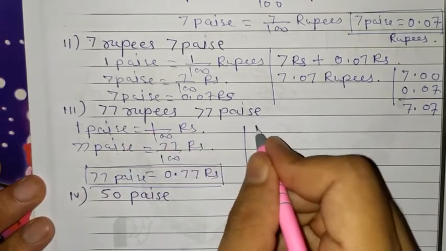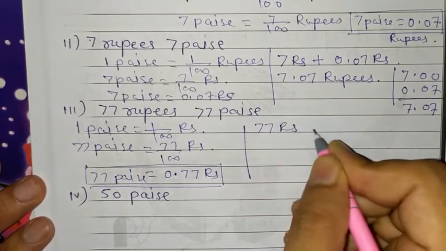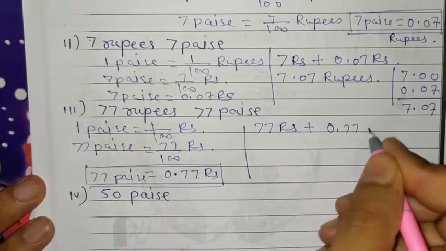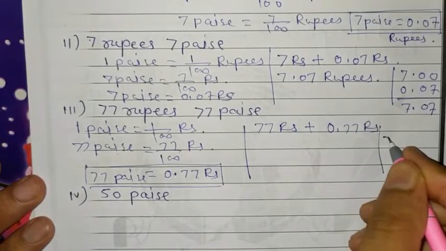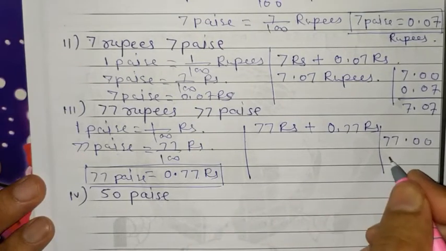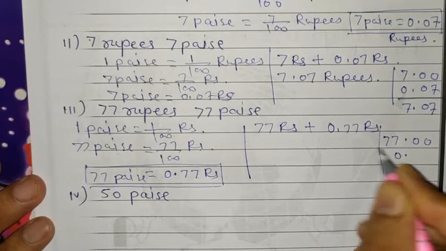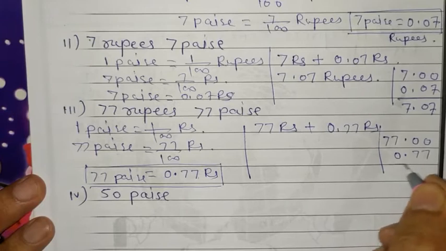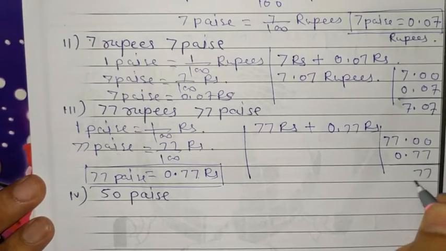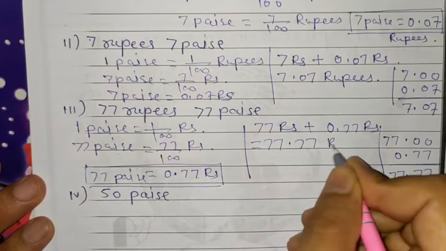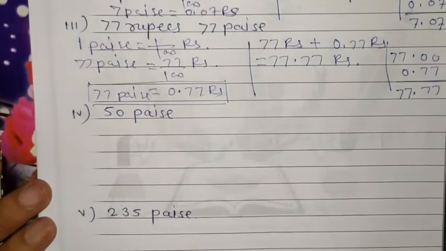Here you do the addition: 77 rupees as it is plus 77 paise, which is nothing but 0.77 rupees. Do the addition. 77 you can write as 77.00. You have to just adjust the point in the center. 77 right as it is, 77 in addition, 7 plus 0 is 7, 7 as it is. So it is 77.77 rupees.